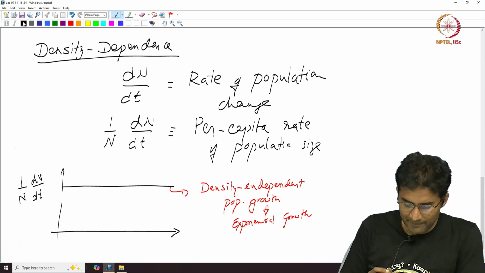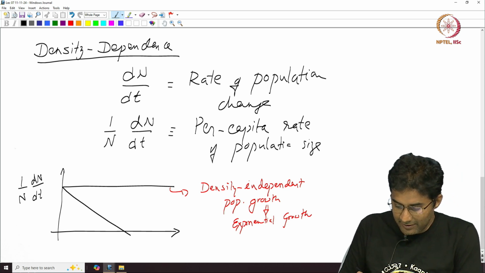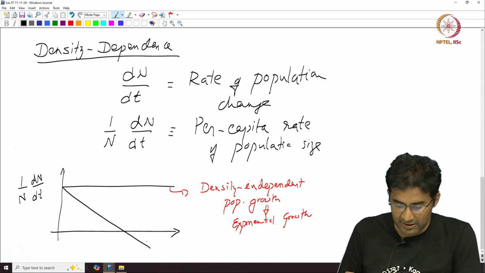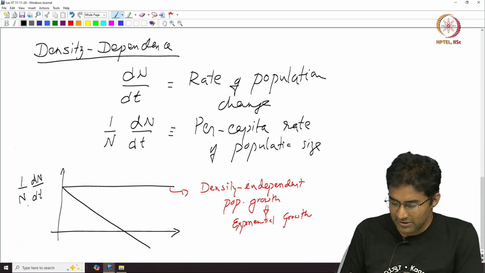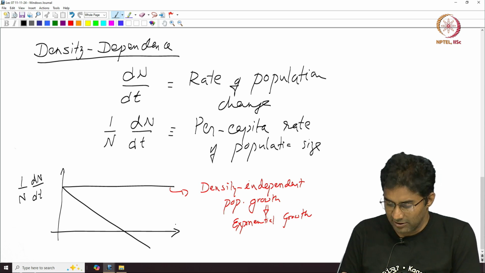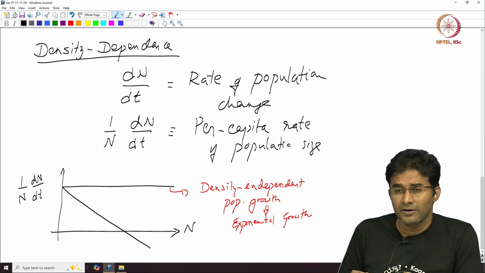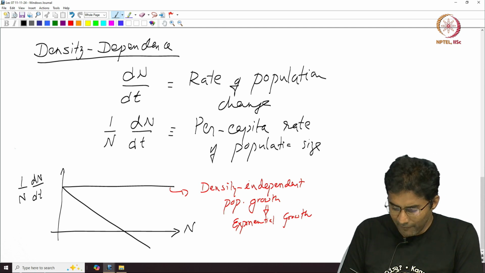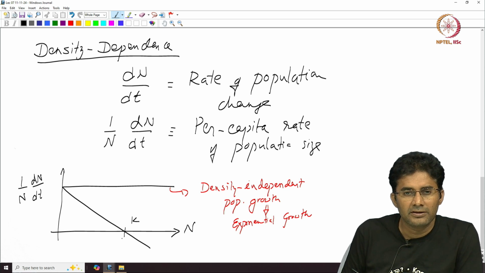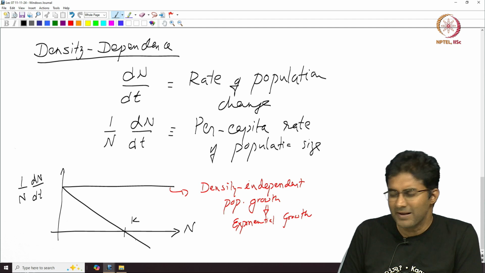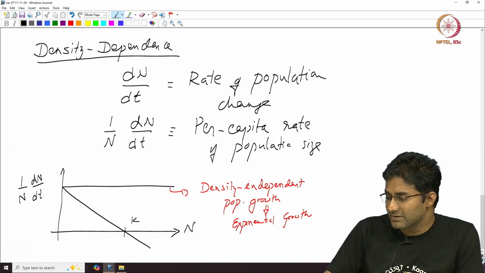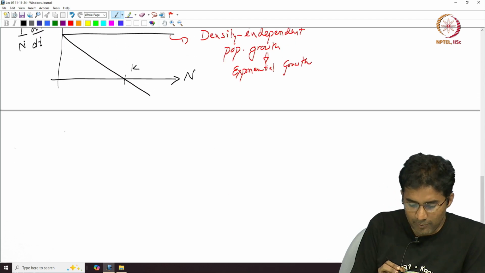On the other hand, if density dependence is present, in other words this per capita growth rate is a declining function of the population size, then we say the population has density dependence. In the specific form that I have written, the value of population size at which the per capita growth rate becomes 0 is basically the carrying capacity. This leads us to the logistic population model.